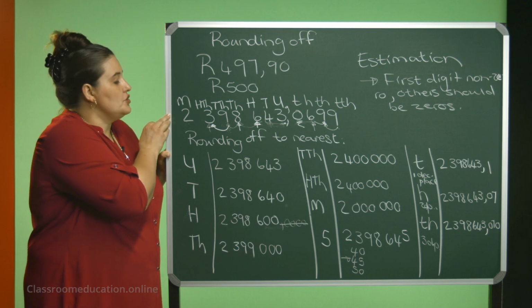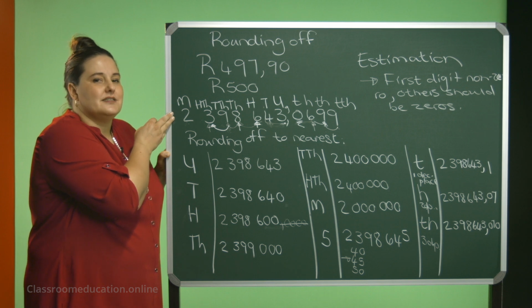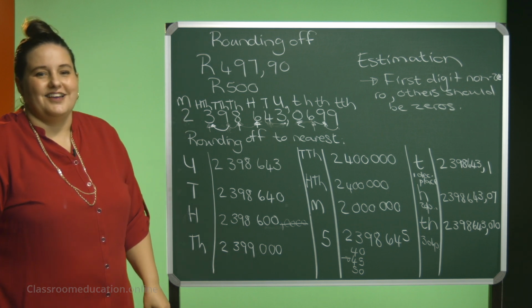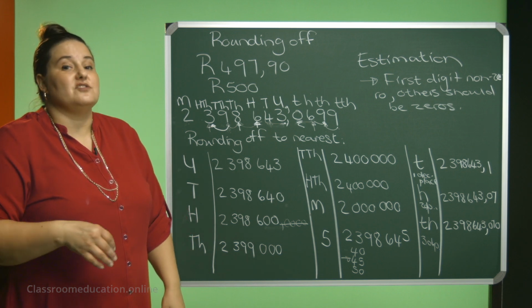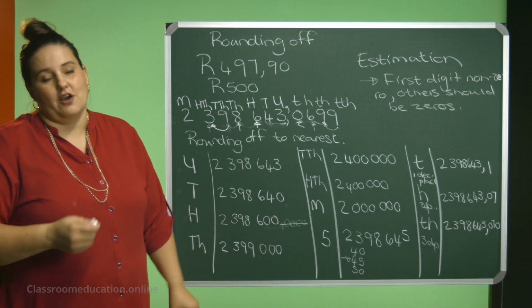So, if I need to round off this value or estimate this value, I need to round it off to millions. Boys and girls, I hope you understand rounding off like I said. And I hope that you understand that estimation is a type of rounding off.